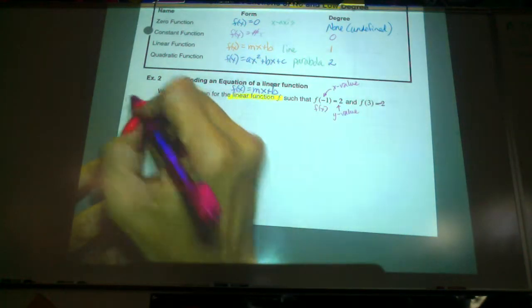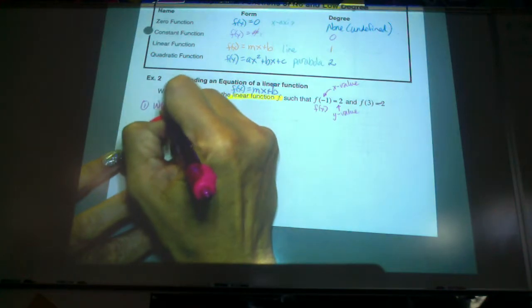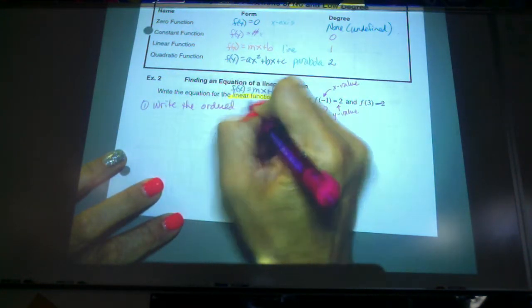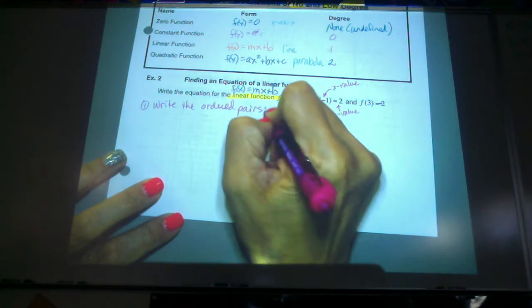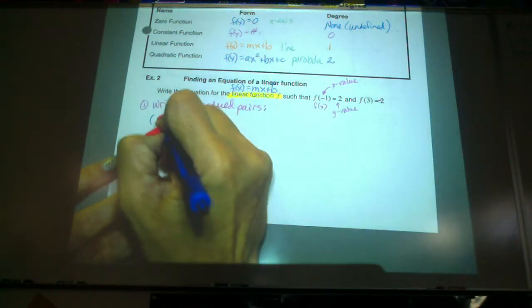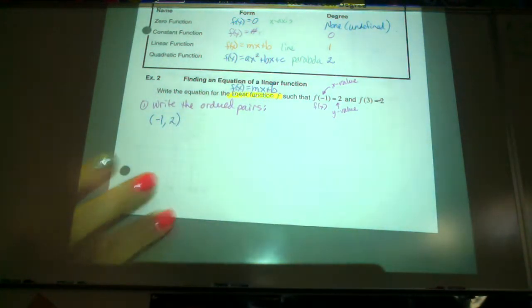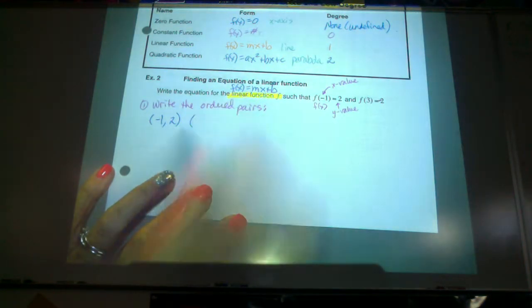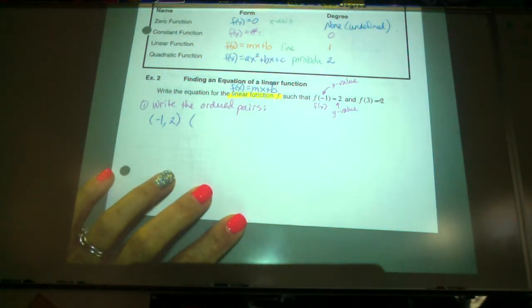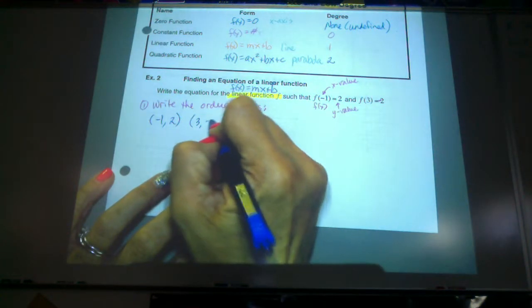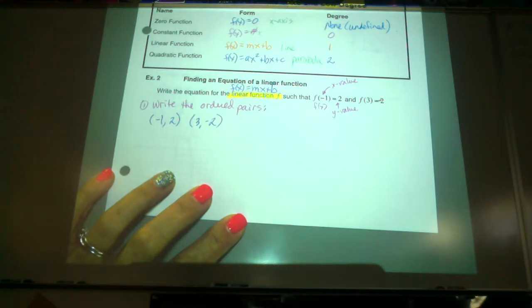So step 1, you are to write the ordered pairs. So our first ordered pair is negative 1, because that's our x value, positive 2, that's our y value. What is the other ordered pair? 3 is our x value. Negative 2 is our y value.